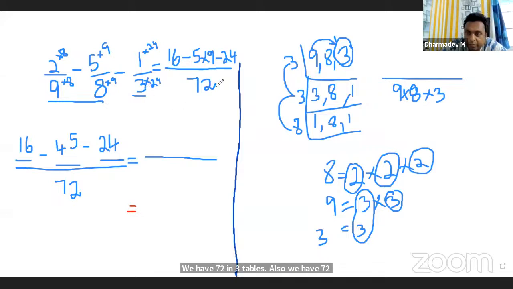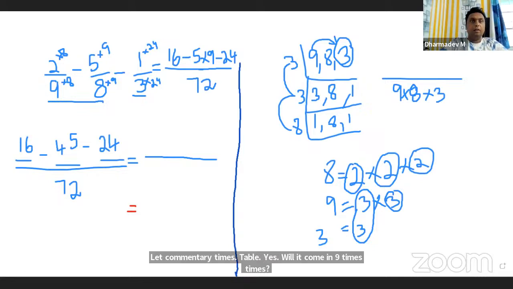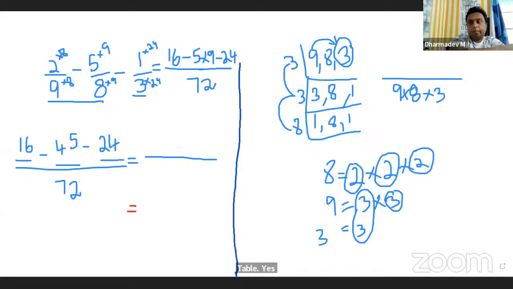Did you get it? So for us, the denominator has to come in all the tables. So 72, will it come in the 3 times table? Yes. Will it come in the 8 times table? Yes. Will it come in the 9 times table? Yes. Okay. Are you clear with that? Good.